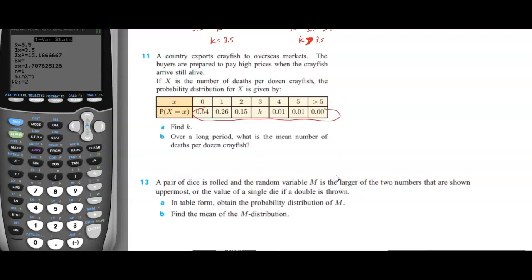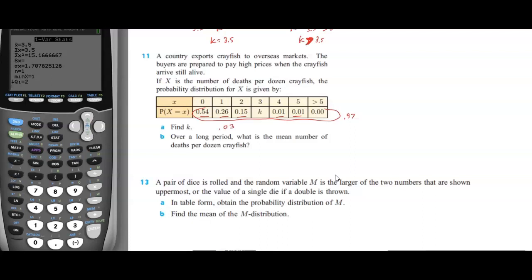So that's not too hard, right? We just add up all these other probabilities that are not k, and we see what they are equal to. So 0.54 plus 0.26 is 0.8, right? Plus 0.15, which would be 0.95, plus 0.01, which would be 0.96, 0.97. So 0.97. So the whole thing besides k is 0.97. So k must be the complement of 0.97, which would be 3% or 0.03.